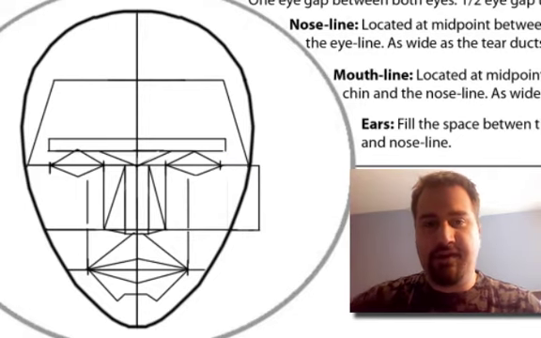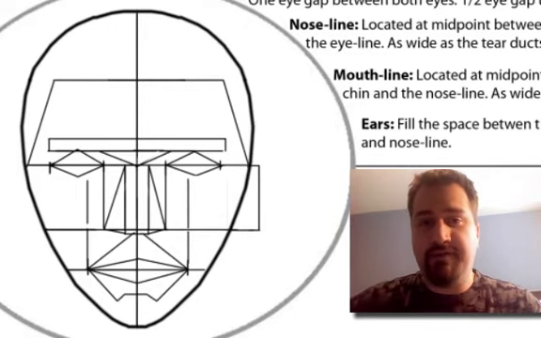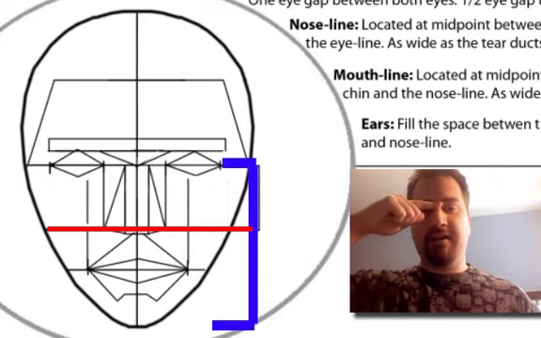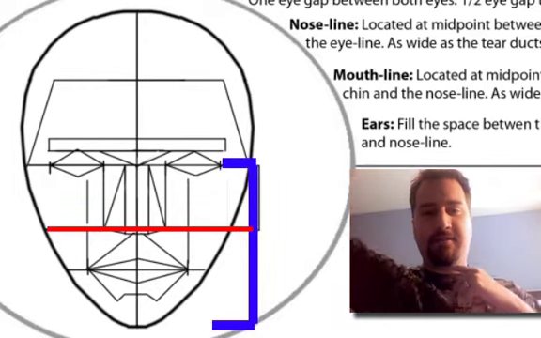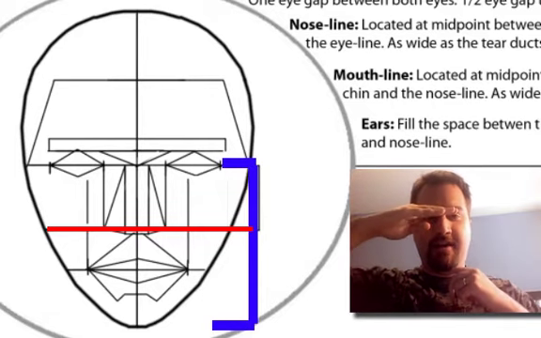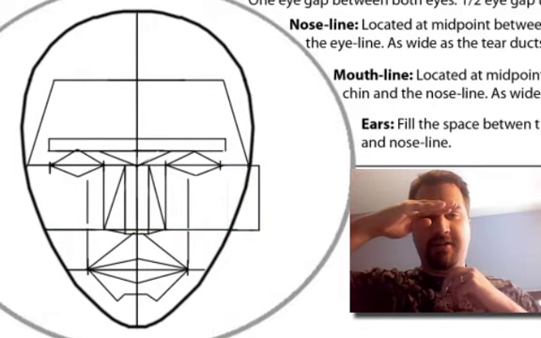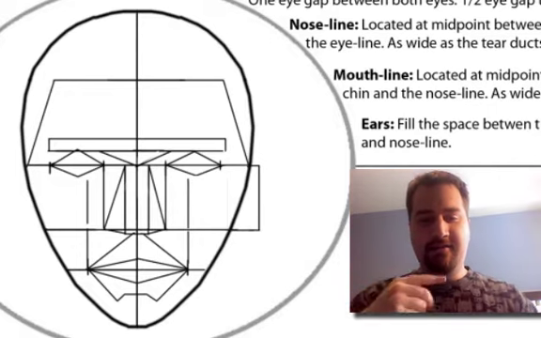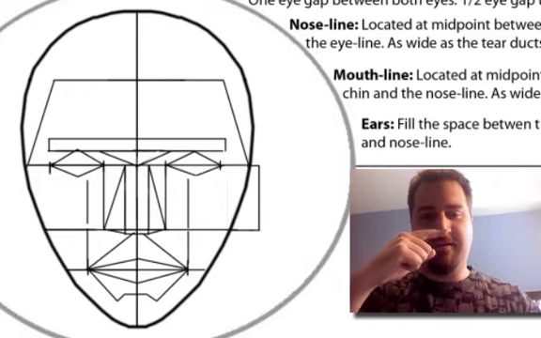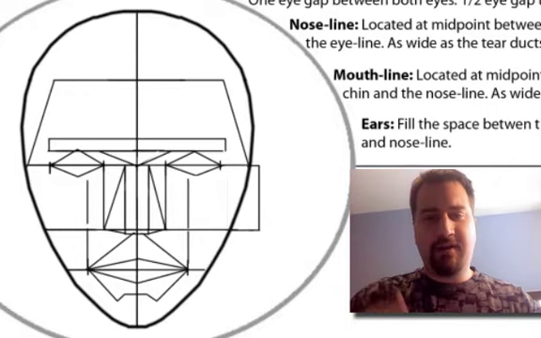Next comes the nose line. That's the second line that you draw after you figure out where your eye line is. That nose line is located between the eye line and the chin. So you've gone between the head and the chin for the eye line, and now you just go between the eye line and the chin for the nose line. That could either be right where the nose ends, or right where the tip of the nose is. It's really up to you.